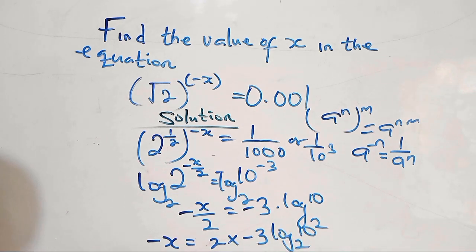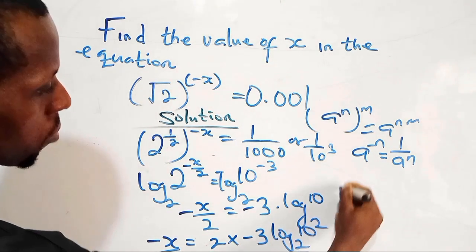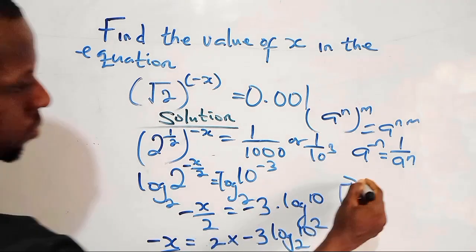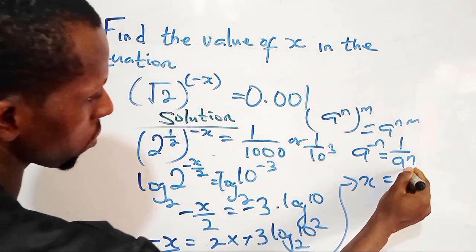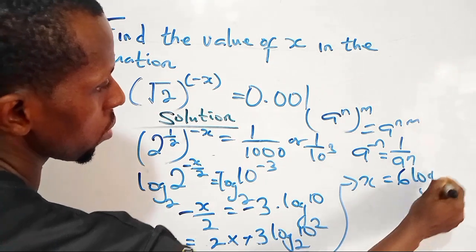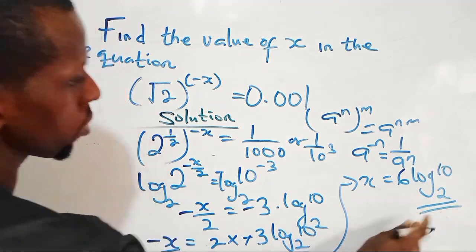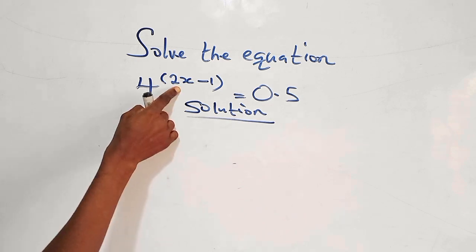Since I'm looking for x, I can divide both sides by the coefficient of x, which is minus 1. So minus 1, minus 1. From here now I have x equals, so this is out of it, 2 times 3 is 6 log 10 base 2. So we have to figure out x.